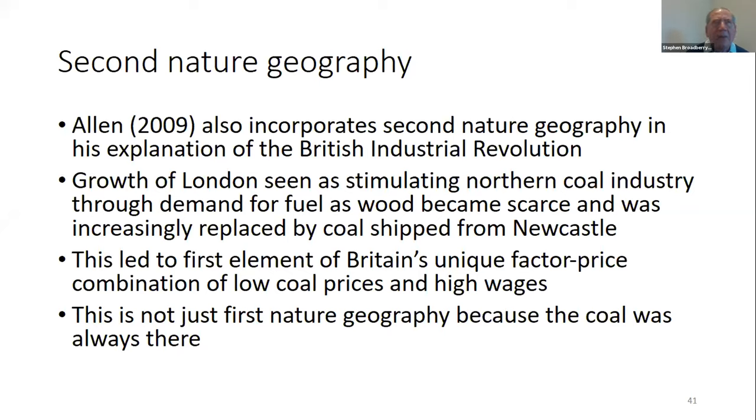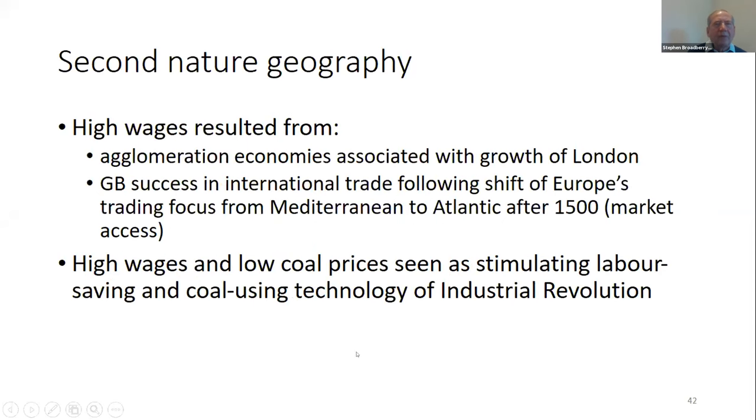So this gives you the first element of Britain's unique factor price combination of low coal prices and high wages. And notice it isn't just first nature geography because the coal was always there. It depends on the growth of London to stimulate the demand, which then has agglomeration effects. The high wages come from agglomeration economies associated with the growth of London, and also Britain's success in international trade following the shift of Europe's trading focus from the Mediterranean to the Atlantic after 1500.